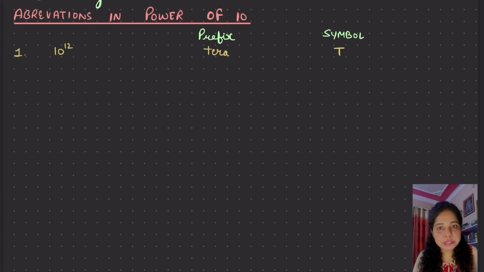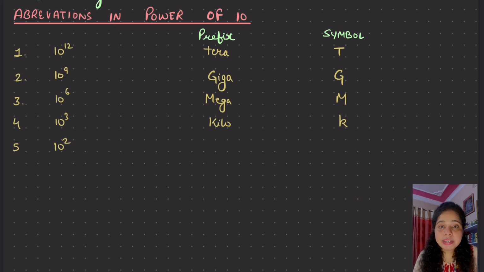If we have 10 raised to power 9, the prefix is giga, and its symbol is capital G. Then if we have 10 raised to power 6, we call it mega, and it is represented by capital M. For 10 raised to power 3, we have kilo, and we represent it as small k. For 10 raised to power 2, we have hecto. We represent it by small h. And for only 10, we have deca, D-E-K-A, and we represent it by small d, small a.